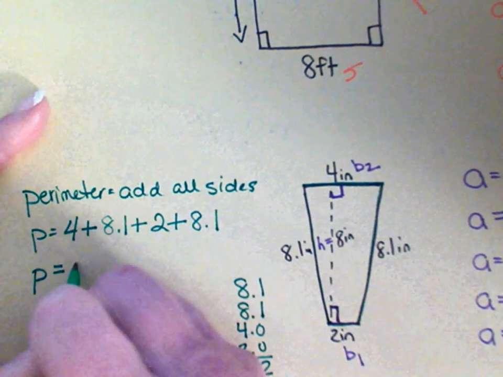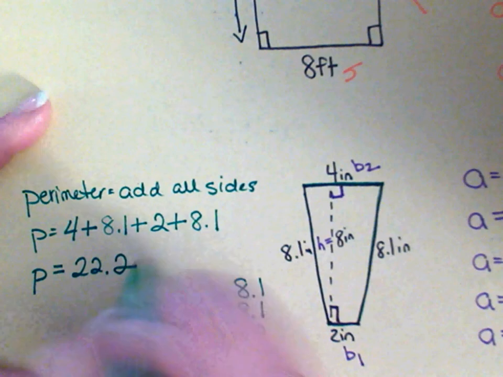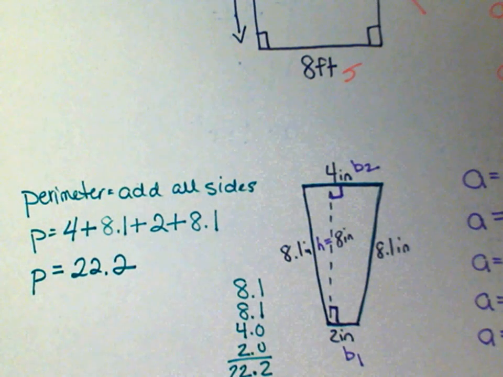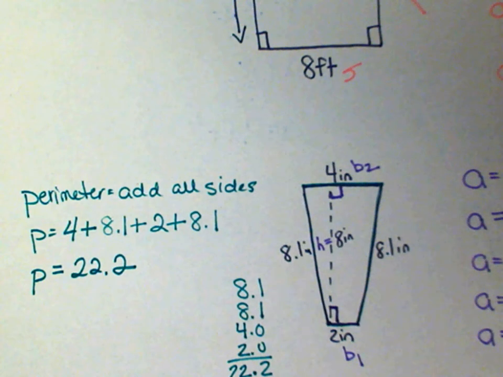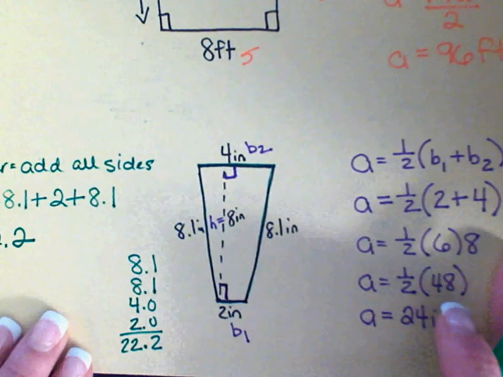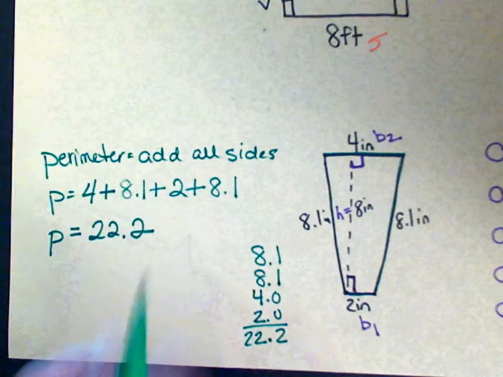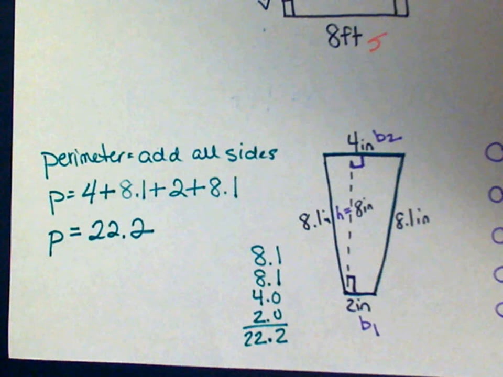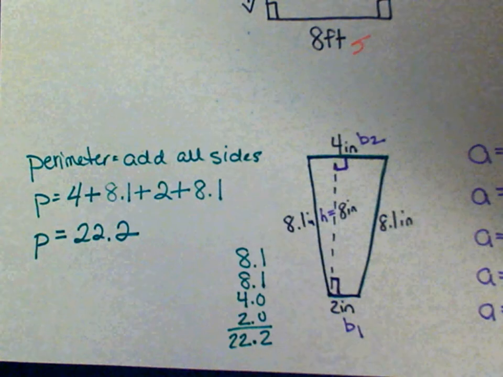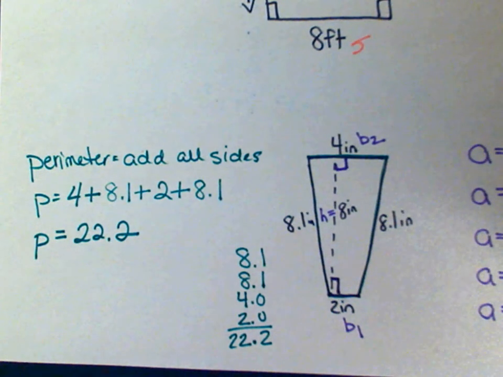So for perimeter, I would simply add up 8.1, 8.1, 4, and 2. 8 and 8, 16, 4 is 20, 2 is 22. Perimeter would be 22.2.